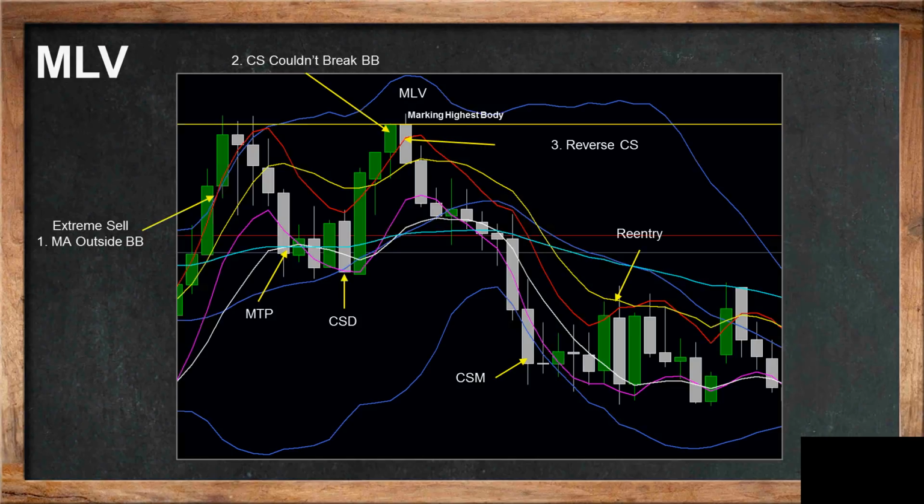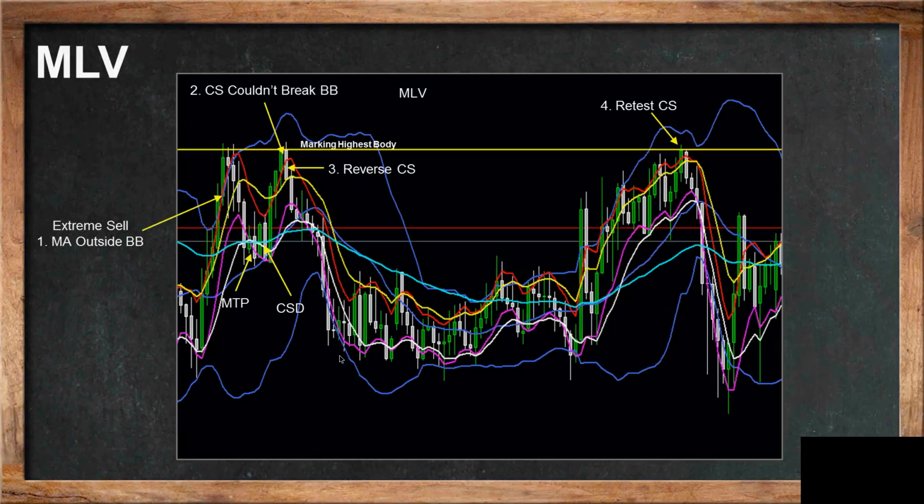Okay. So over here in this example, after the third characteristic of MLV, the market went down. You have CSD, you have re-entry. After CSD, you have re-entry, and then after that, it goes on. However, this is the exact same market that happened earlier on.